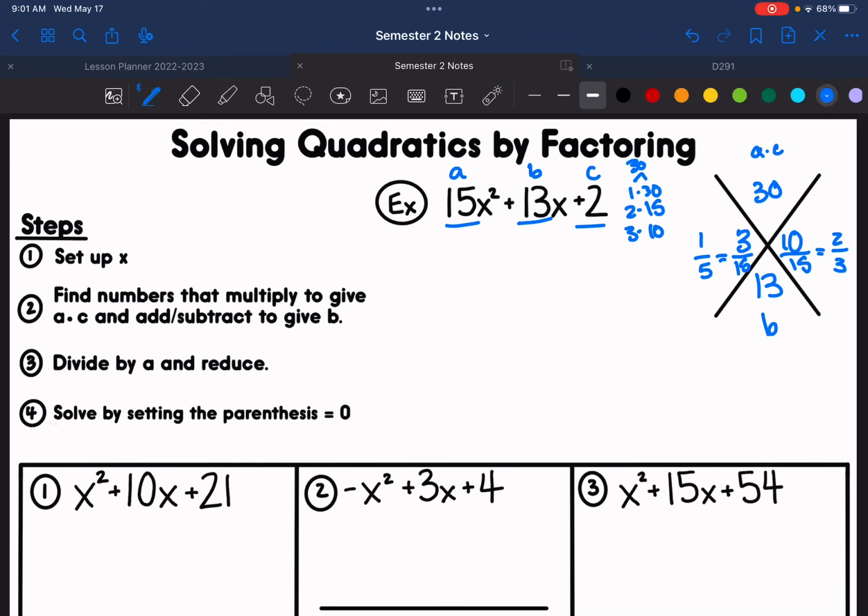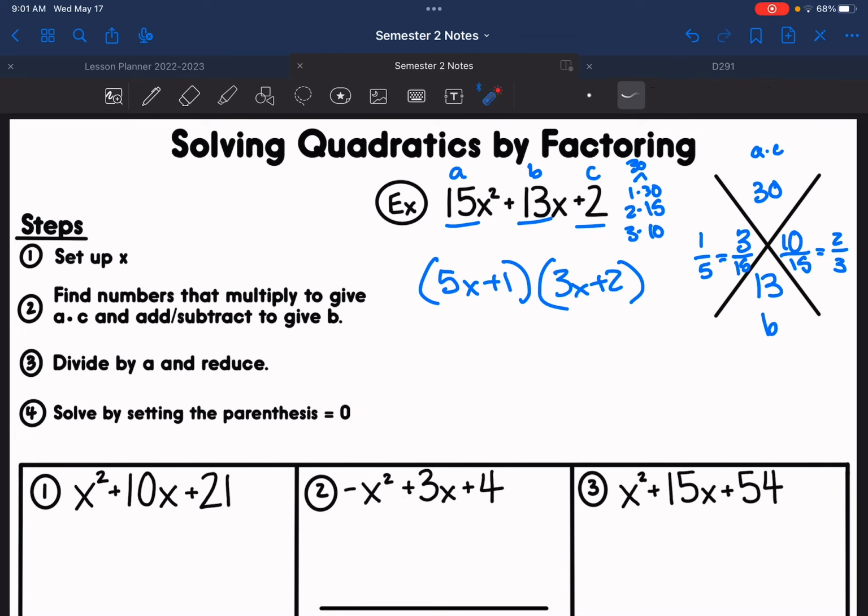Cool. All right. Then step number 4 says solve by setting the parentheses equal to 0. So remember, when we wrote our answers for these, we typically had a set of parentheses, one that had your 5x plus 1, and one that had 3x plus 2. Again, that's coming from our two side numbers over here. You want your denominator to go first, that's the 5, and then your numerator to go second. Cool. All right, like I was saying, usually that's how we write our answers. For these, you are actually going to take them out of the parentheses and set them equal to 0 like this. So I have 5x plus 1 equals 0.